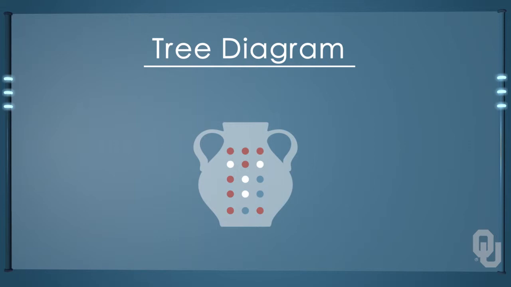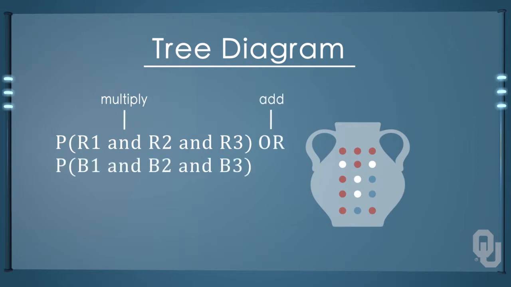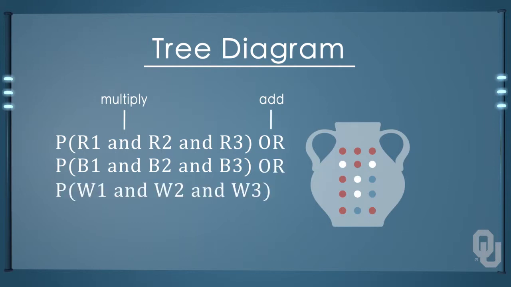This could be written as probability of red 1 and red 2 and red 3, or probability of B1 and B2 and B3, or probability of W1 and W2 and W3, where R1 is red marble on draw number 1, R2 is red marble on draw number 2, etc. for all 3 colors. On the first draw, we could get any one of the 3 colors. But to complete the required result, we have to get the same color on the next 2 draws.